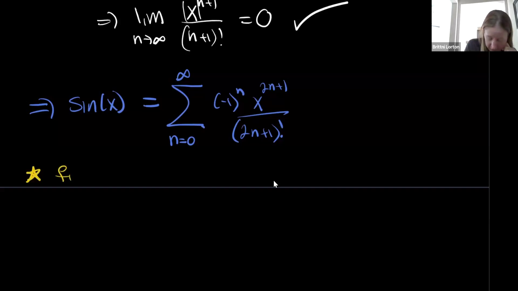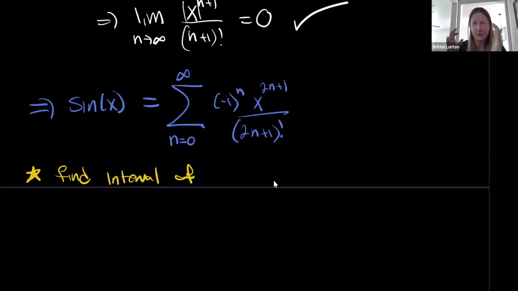We need to find the interval of convergence. We know that it converges, but I want to know when. Is it going to converge for every single x value? I think so, but I don't know. Remember how the geometric series only converged between 1 and -1, so I have no idea really right now. I feel like I should figure that out. I want to figure out the interval of convergence.